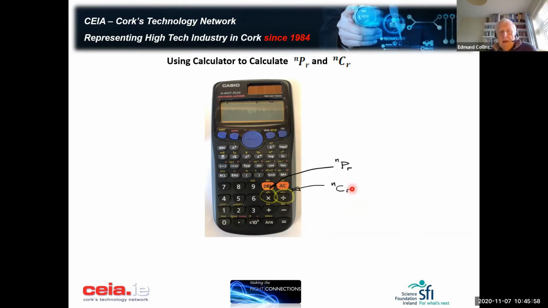So it's very easy to calculate NCR with this type of Casio calculator. But please check out your calculators, make sure they're approved, make sure that you have good functionality in them, and then make sure that you're happy calculating NPR and in particular NCR with the calculator.